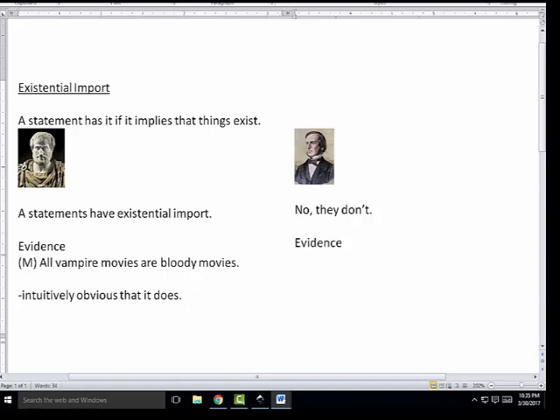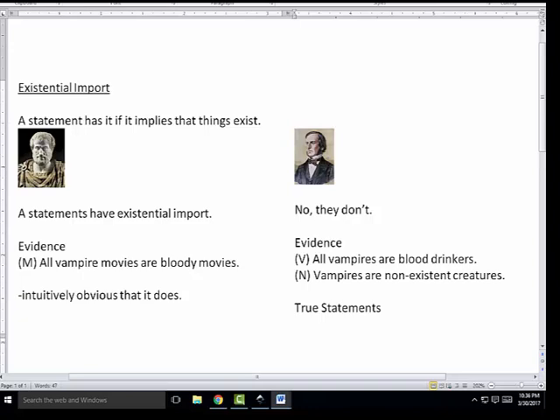Consider a different question about statements like the following, V and N. All vampires are blood drinkers. Vampires are non-existent mythical creatures. This time the question is, are those statements true? And here the intuitive response seems to be that they are. One asserts a definitional truth about them, and the other one asserts what is materially true, that they aren't real.